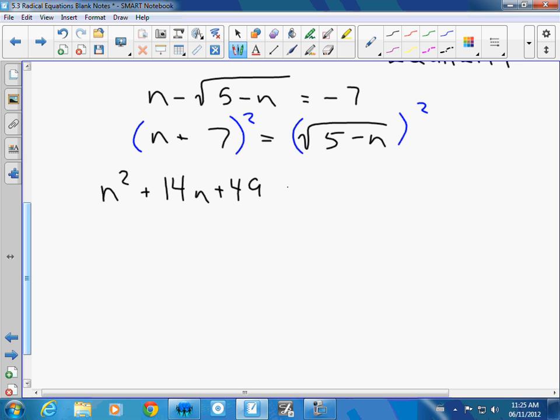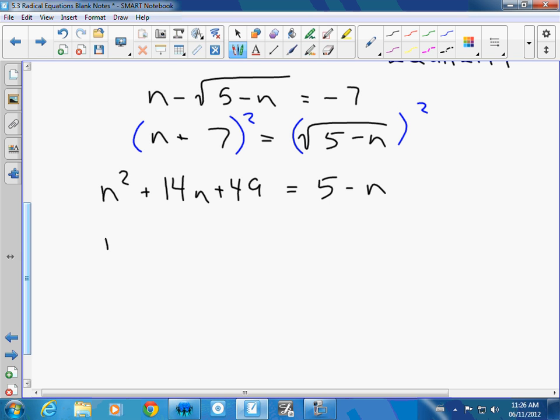Equals, what's on the right-hand side? 5 minus n. Okay. So we got a trinomial on the left and some stuff on the right, a binomial. What are you going to do? I get rid of the 5 and the negative n and make it all equal to what? 0. Okay, we're going to bring all of the stuff on the right over to the left and make it equal to 0.